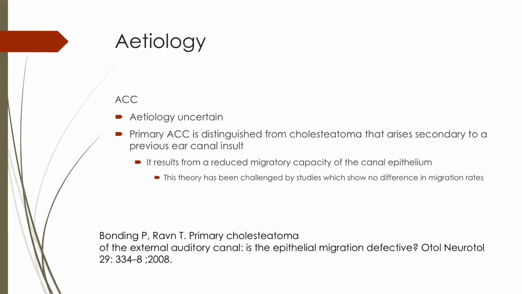In terms of auditory canal cholesteatoma, the etiology of the external auditory canal cholesteatoma is uncertain. Primary auditory canal cholesteatoma is distinguished from cholesteatoma that arises secondary to a previous ear canal insult, though. And this one usually results from a reduced migration capacity of the ear canal epithelium. It's one of the main theories. This theory, though, has been challenged by multiple studies which show that there's no difference in the epithelial migration between normal ears and those affected by external auditory canal cholesteatoma.